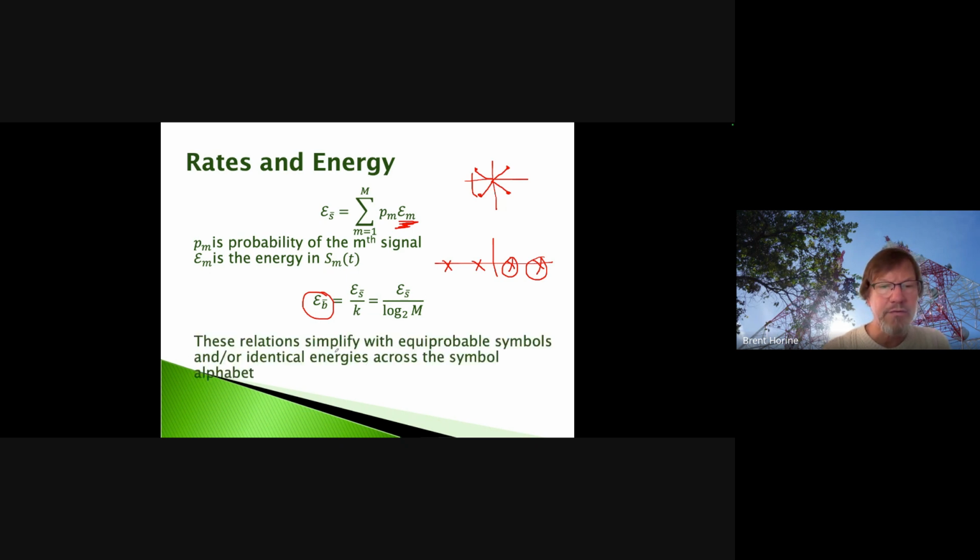All right, so these relations simplify with equally probable symbols and/or identical energies across the symbol alphabet. We talked about here, these would be equal energies, these would be non-equal energies. In a particular situation, maybe this symbol is much more likely to be sent than this one or this one. Don't know.